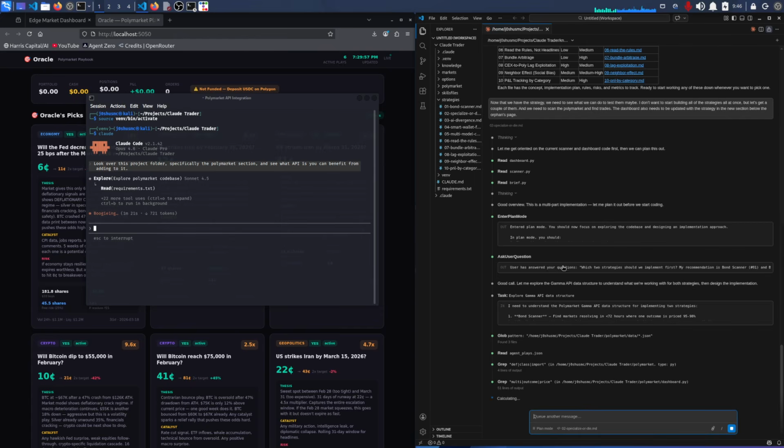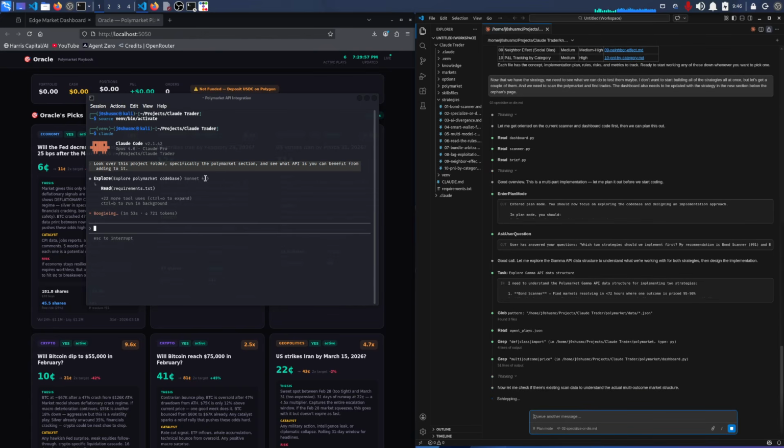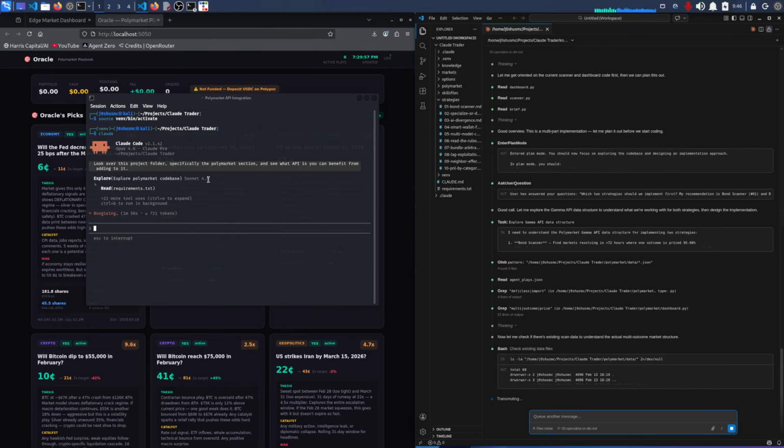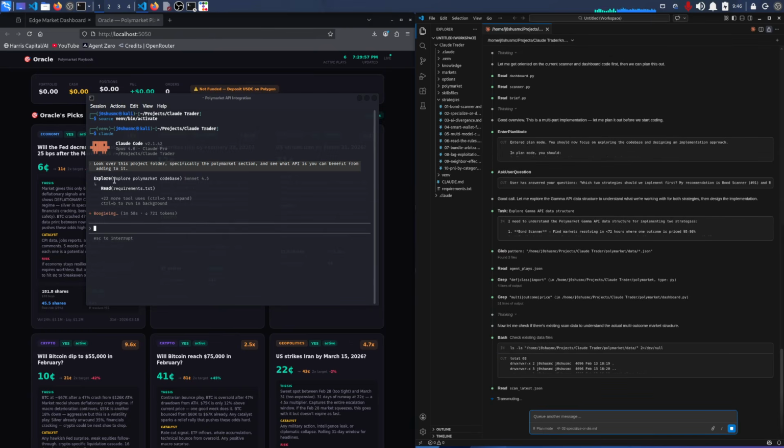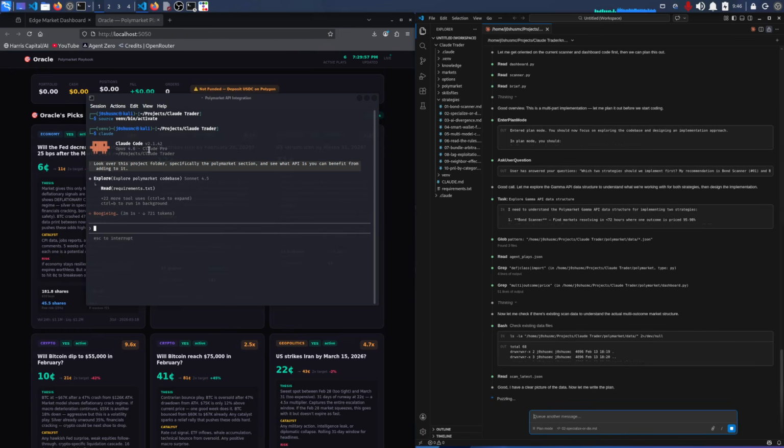I didn't think I had the Gamma API. I was expecting this to tell me I need it. That's new. I didn't know that it dropped down to a lesser model for the easy stuff and uses the expensive one for the good stuff.